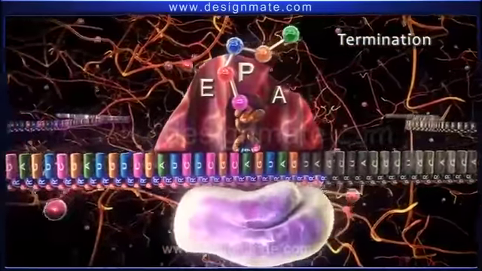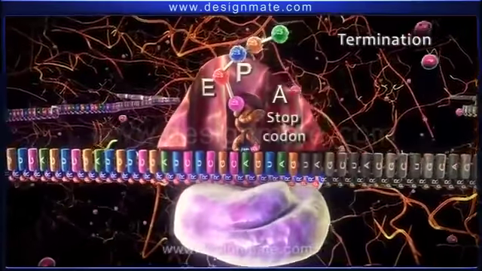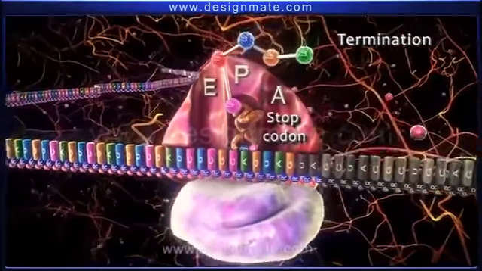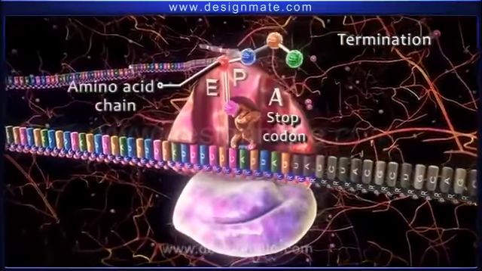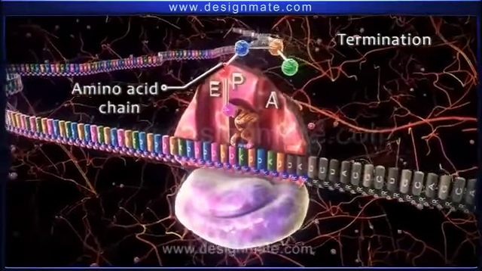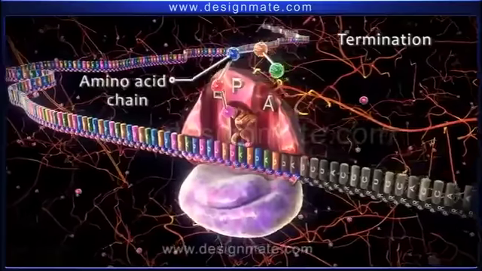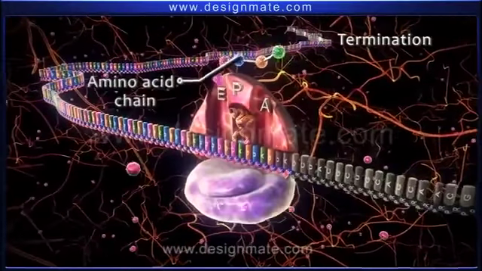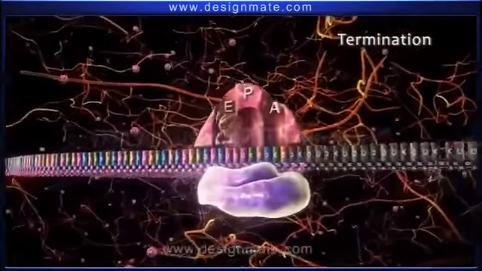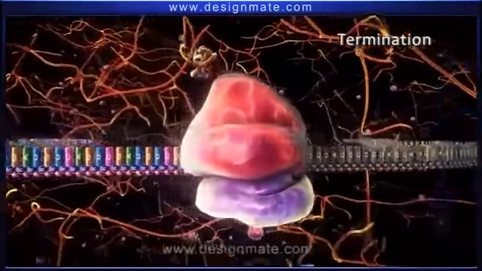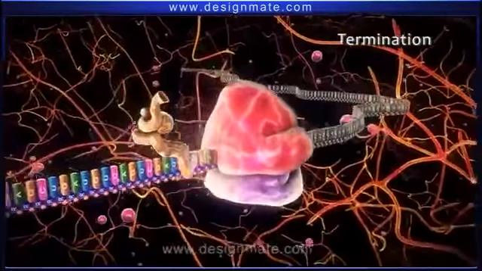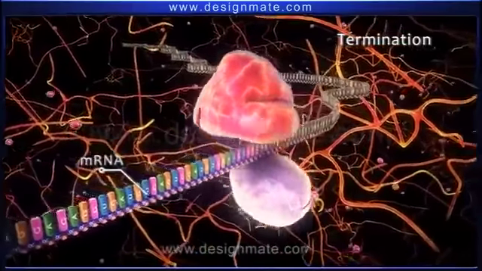When the ribosome reaches the stop codon UAG, elongation stops and the newly formed amino acid chain, which is the protein macromolecule, detaches from the ribosome. Subsequently, ribosomal subunits along with the tRNA dissociate from the mRNA.